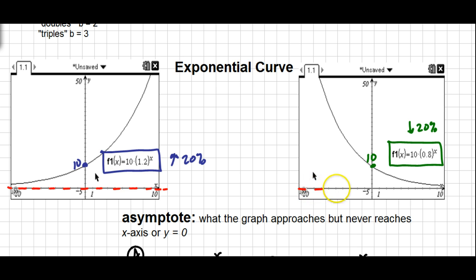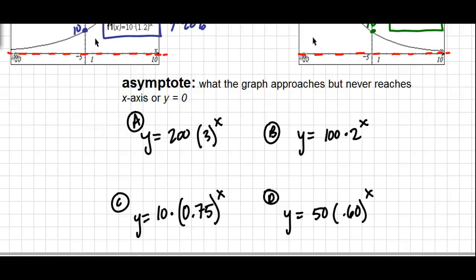And so we indicate that on a graph usually with a horizontal dotted line. If you're asked to give the asymptote for an exponential curve, you're going to say that it's the x-axis, if you're describing it in words, or if you are asked to give the equation for the asymptote, you'll say y equals 0. So let's practice the equation a little bit further.